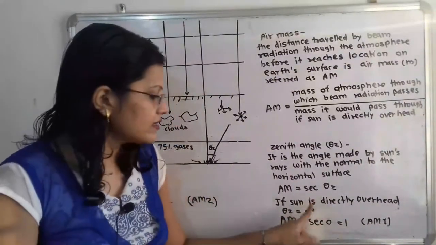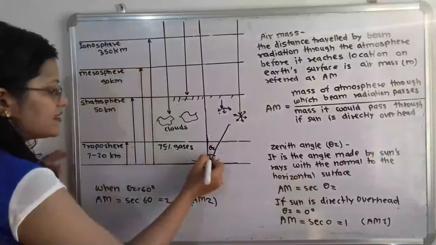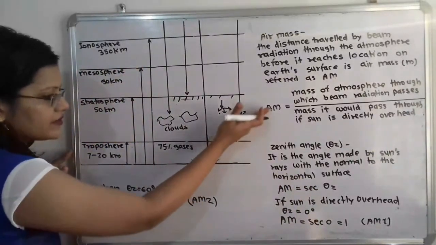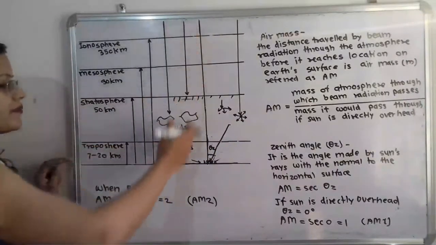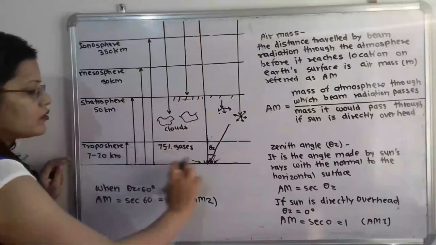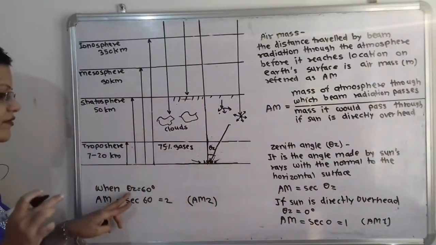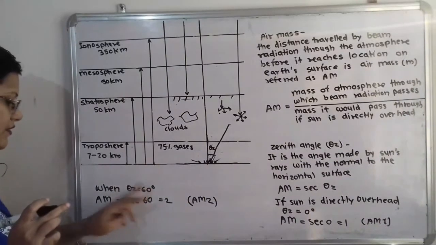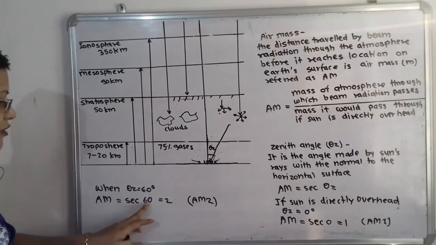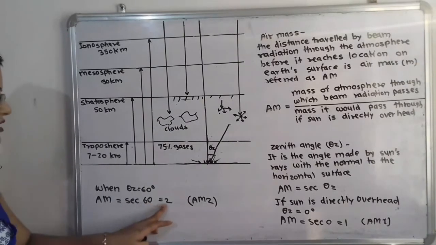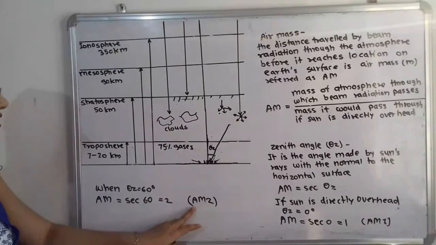Now when this angle theta z is 60 degrees, that is, the sun's rays make an angle of 60 degrees with the perpendicular or normal to the horizontal surface, we put the value theta z equal to 60 degrees. So AM is equal to sec of 60, which is equal to 2, and this is referred to as AM 2.